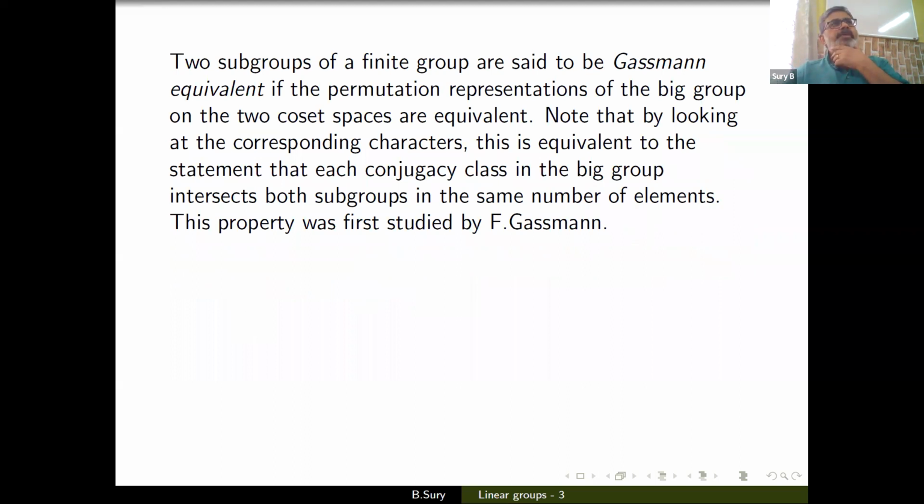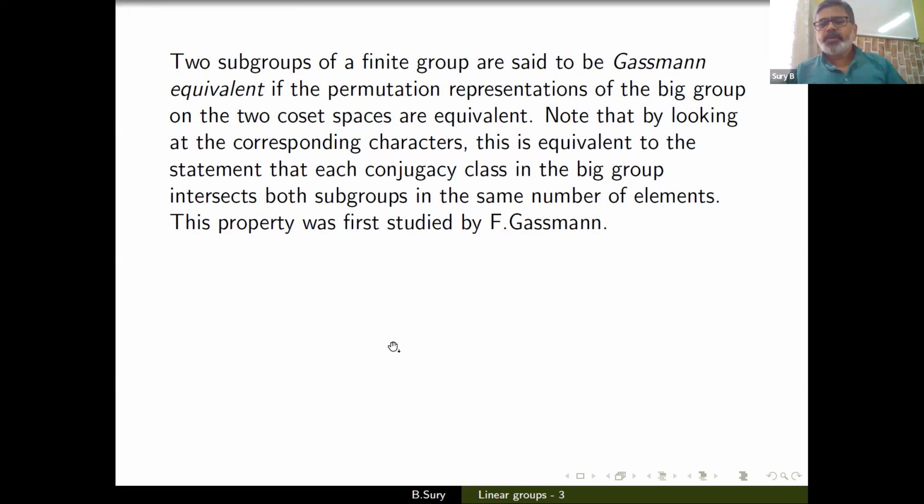Okay, now I want to touch upon a few applications in passing, before going to some other things. Often it happens in mathematics that somebody has developed something and people in the other community are not aware of it because they are not looking at what this person has done. Suddenly, when it is developed again and given a new name, it looks like it has already been done by someone under a different guise. This is a particular case. Two subgroups of a finite group are said to be Gassman equivalent (Gassman is a particular mathematician) if the permutation representations of the big group on the two coset spaces are equivalent.